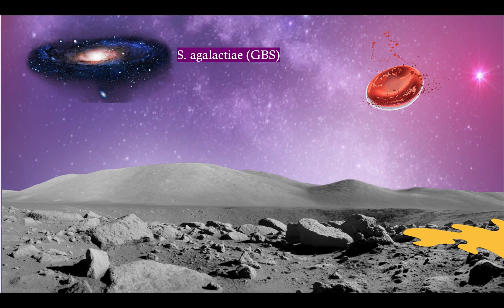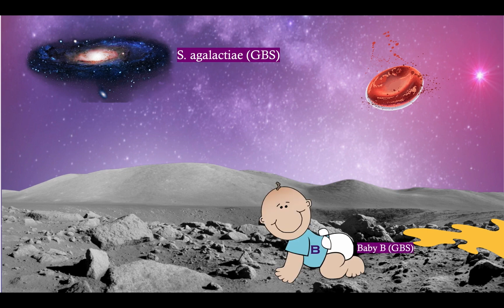All right, so our story is going to take place on the moon. And I chose the moon because it's in outer space, and in space you see galaxies. And galaxy sounds a lot like agalactiae, which is the name for group B strep, Streptococcus agalactiae. And on the moon is a little baby who decided that he wanted to come to the moon. He got tired of Earth and he wanted to come to the moon to explore.